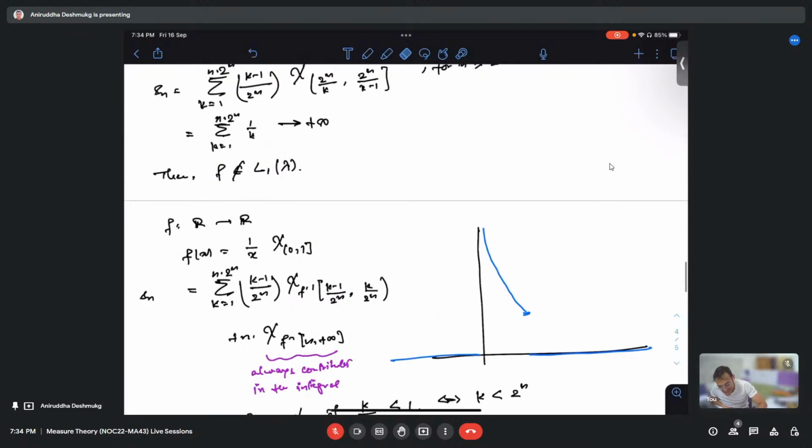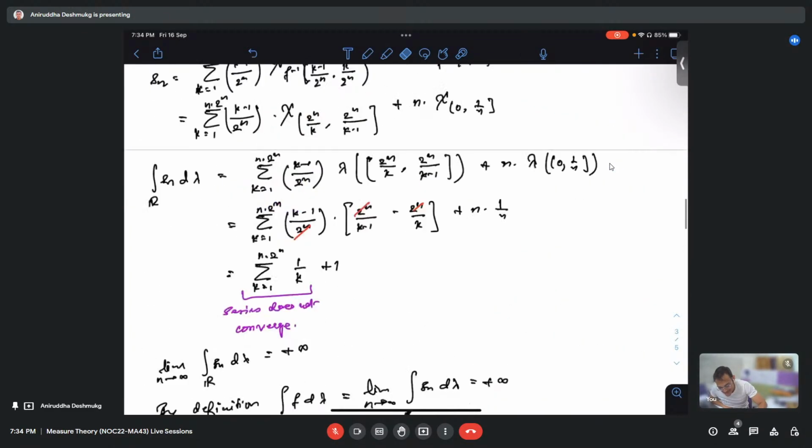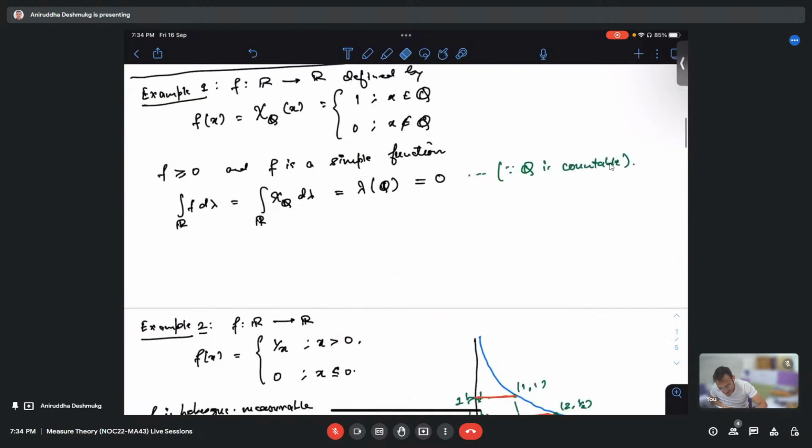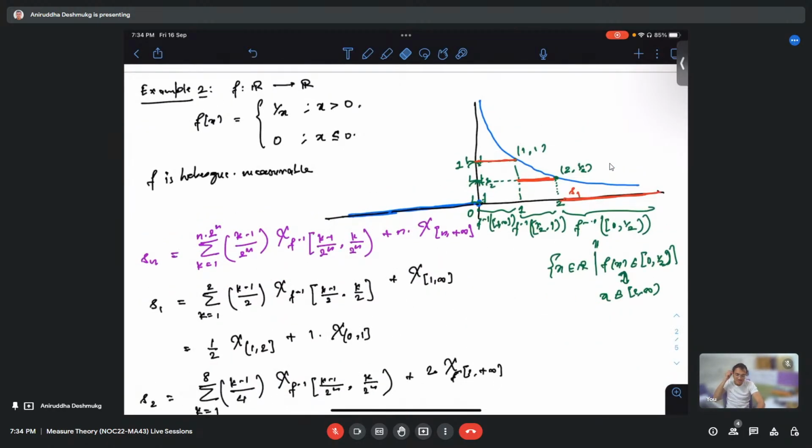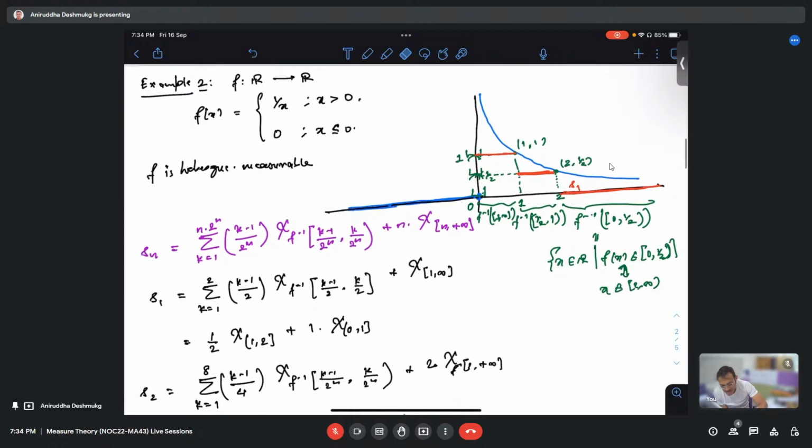So actually, what we were doing is we were looking at some examples of measurable functions, and trying to approximate them using simple functions to see whether they are integrable or not. So in this example, I was looking at what happens if I look at 1 by x.